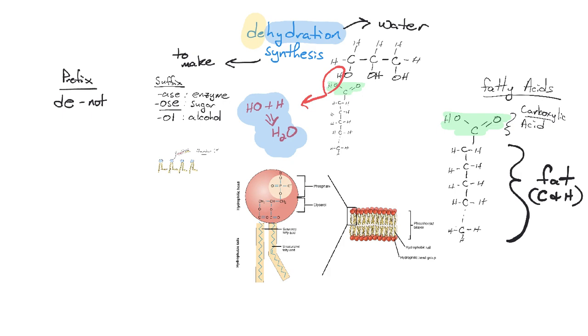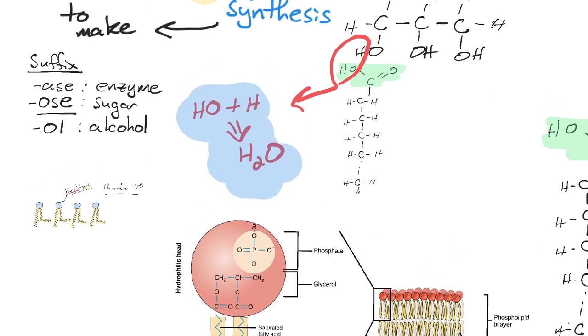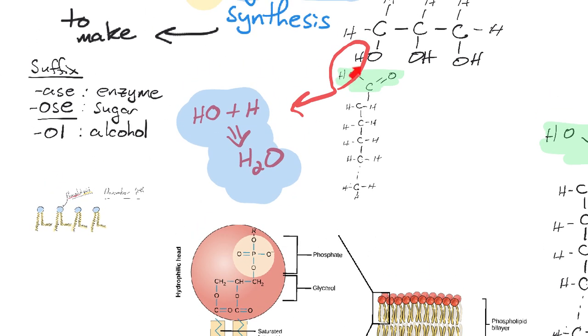This is what we do in our bodies all the time. We make molecules by removing water. So when we take these two together, OH and H combine to make water, and that leaves oxygen needing a bond, and that leaves carbon needing a bond. Remember, carbon needs 4 bonds, and oxygen needs 2 bonds, correct?